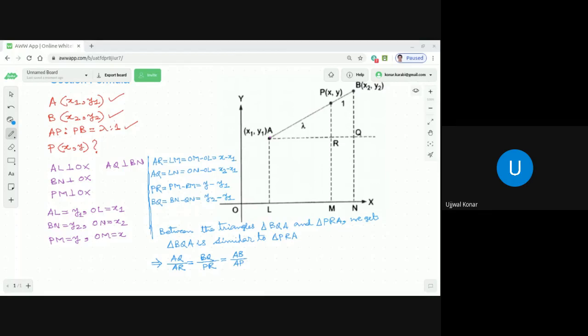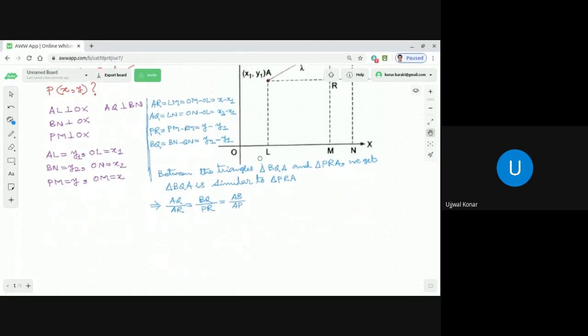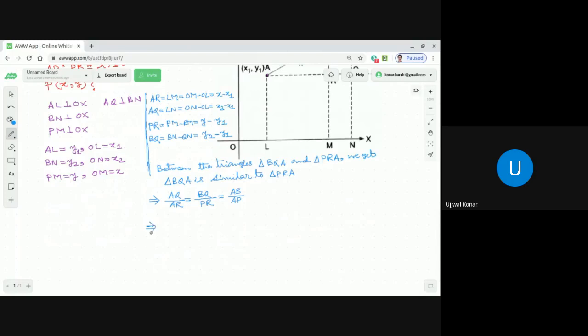So now let's look into it. What is AQ by AR? We already found it out, dear students. AQ, you found it out, x2 minus x1. And AR is x minus x1, correct or not? So let me write it down. AQ is x2 minus x1, divided by AR, which is x minus x1. That is equal to BQ, which is y2 minus y1, divided by PR, which is y minus y1. And that is equal to AB by AP.